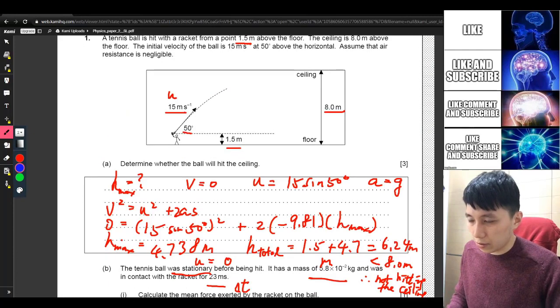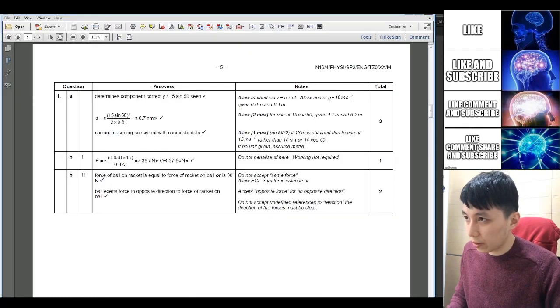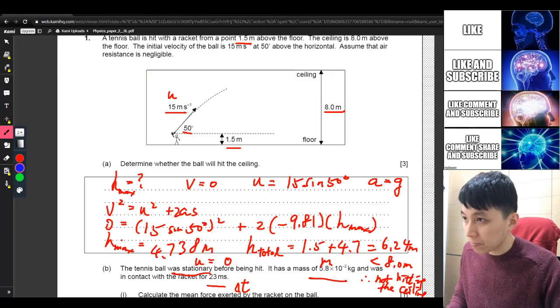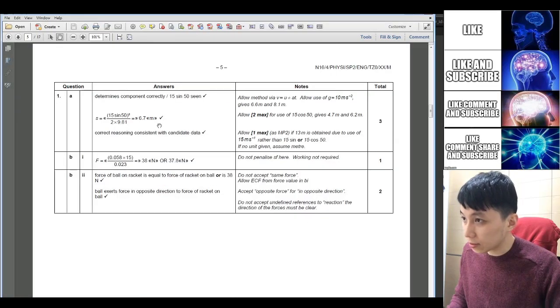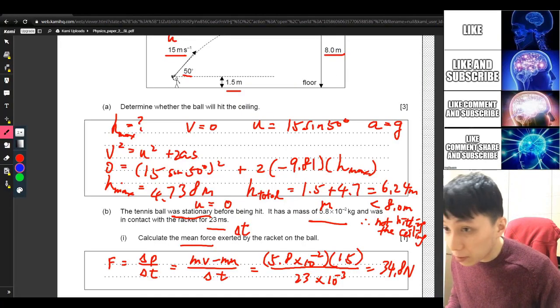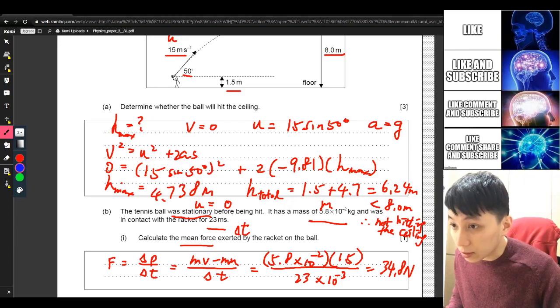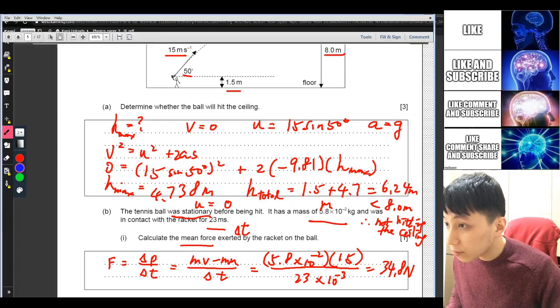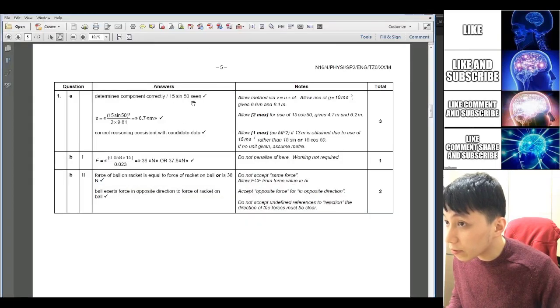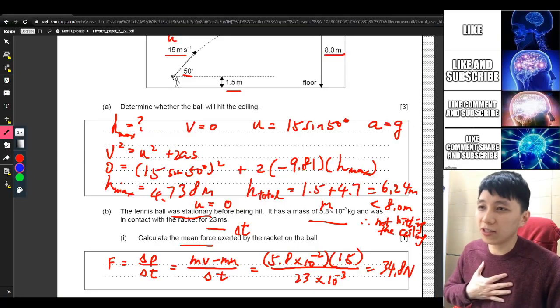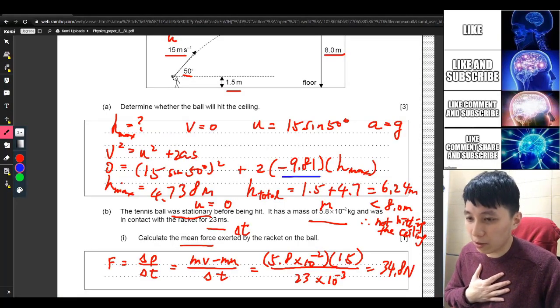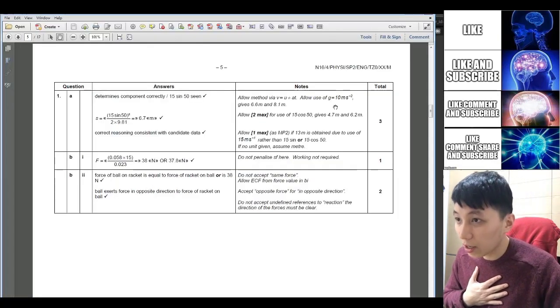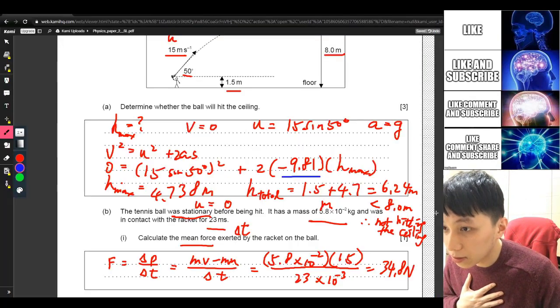Alright, so here we go with the first question. I think we'll just check the answer. The answer is 6.7. Wait a second, 6.7. Why? 15 sine 50. Yeah, that's correct. Wait, did they use 10? Oh, they used 10. Okay, so scared me. I used 9.81. Right, they used 10. I think that's the difference.